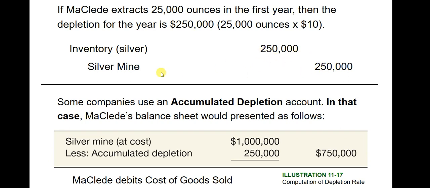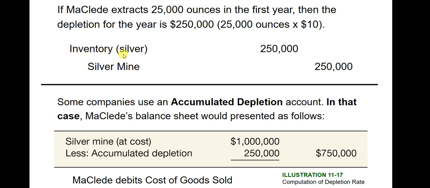So notice our general entry for depreciation is debit depreciation expense and credit accumulated depreciation. Well, feel free to use the accumulated depletion account. But notice they mined the silver, and the silver they're going to sell, so they're not going to debit depreciation expense, or depletion expense in this case. They're going to debit inventory.